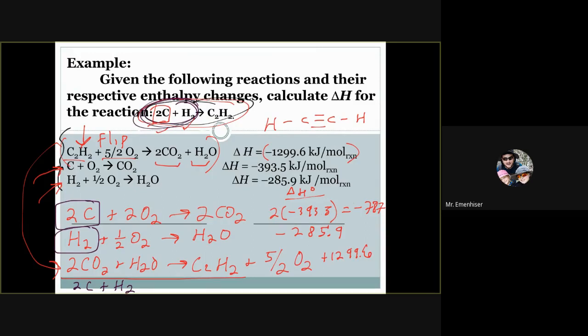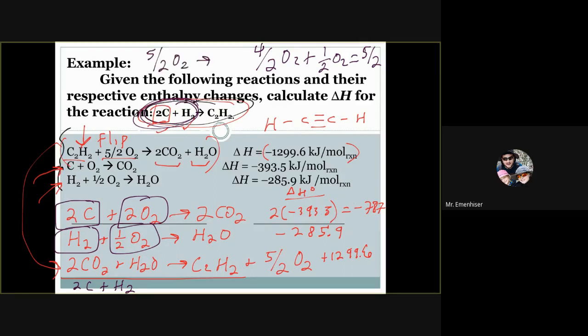2 O2 is the same thing as 4 over 2 O2. How did I do this before? That's 4 over 2 O2. So if I have 4 over 2 O2 right here, and I add the 1/2, what do I get? 4 plus 1 is 5, so I get 5 over 2. Okay, so I have 5 over 2 on the reactant side, 5/2 O2.